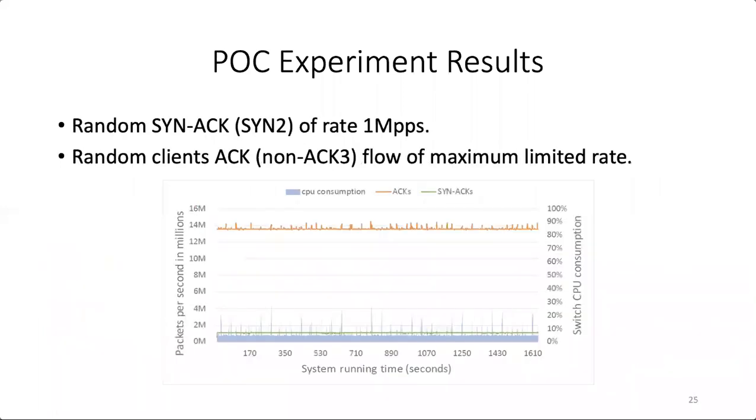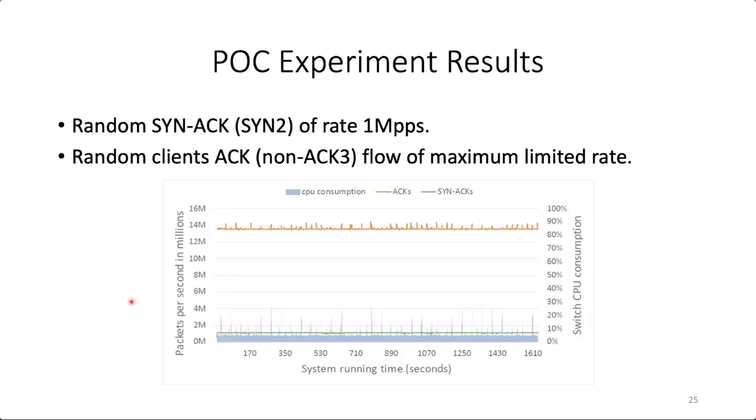In the second experiment, we wanted to test the scalability of the system. We made the server emulate replying to a client's rate of 1 megapackets per second by sending random SYN ACK packets at 1 megapackets per second. We made the client side send random ACK packets of the maximum flow to emulate sending high real traffic without establishing connections. These ACK packets are non-ACK3 packets which are not supposed to establish a connection.